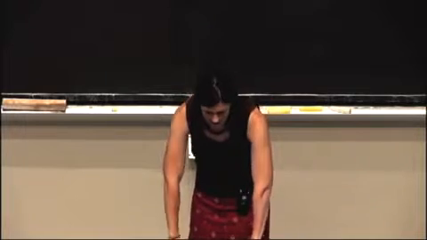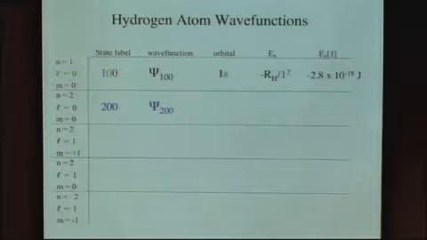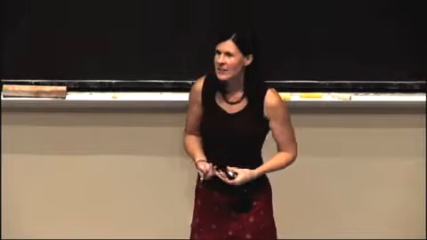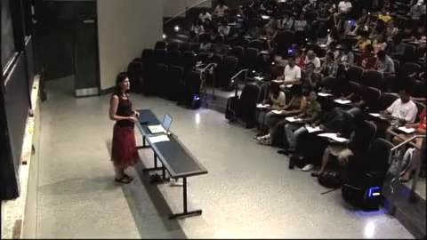So our next level up that we can go to is going to be the n equals 2 energy level. But we also have an L and an M value, so our lowest L is going to be a 0 there. So we'll call that the psi 200 wave function. What will we call that in terms of orbitals? Yep, so that's the 2s orbital.